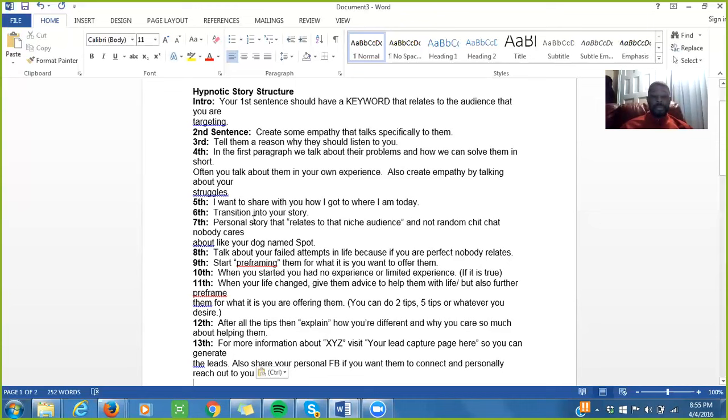Then number 7 or 6, you want to transition to the story. Number 7, a personal story that relates to that niche audience, not random chit chat. Nobody cares. So basically, don't start talking about random stuff. If you think about why the motion picture industry is so huge, it's because they have different genres, they have different stories, and whenever we go, we can all relate to it, okay?